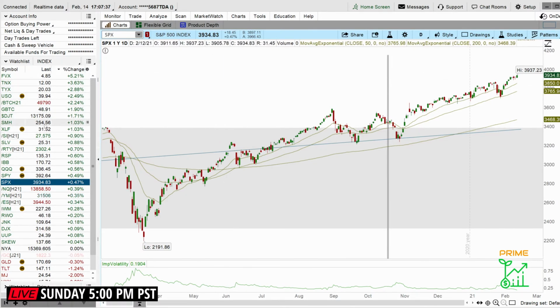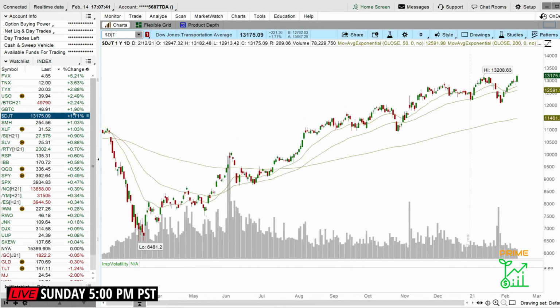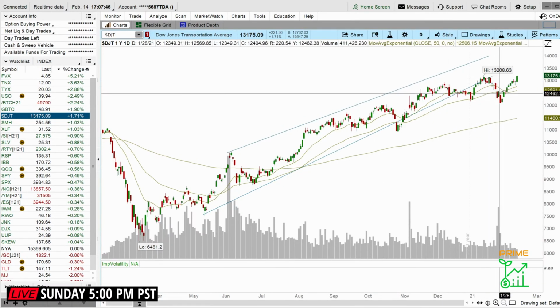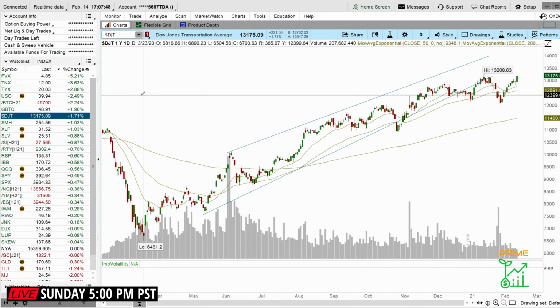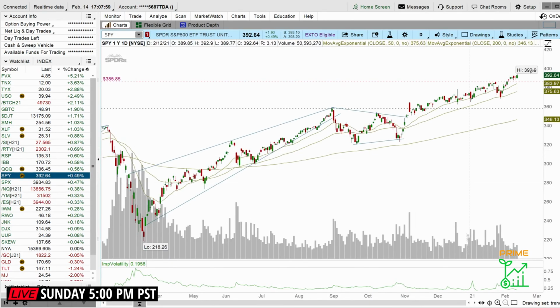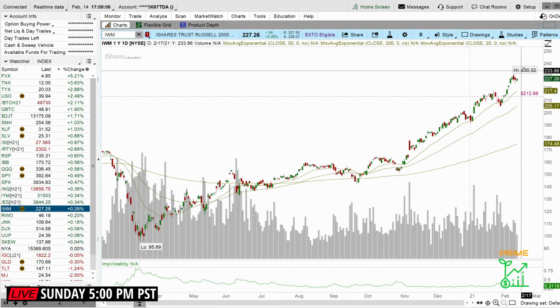Let's go look at the SMH. Is it telling us anything different? Not really. Same thing, right? Transports, anything different? They actually did break down out of their wedge pattern and are now back testing the breakdown. So we'll see what happens with the transports. If we go over to RSP, the equal weight. Biotech, near all-time highs. SPY, we just looked at all-time highs. IWM, you can't see it right now because it's after hours, but it's about to hit all-time highs. Pretty high on the chart.